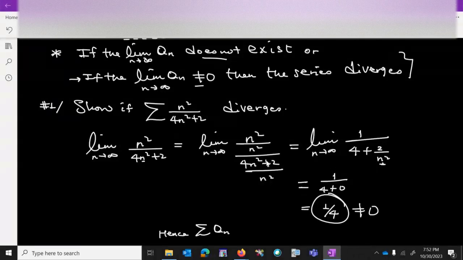Converges, I mean diverges, okay? Diverges. This series diverges because the limit of the sequence is different from 0.